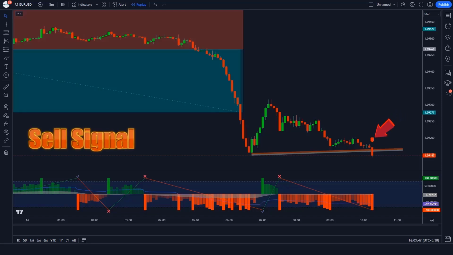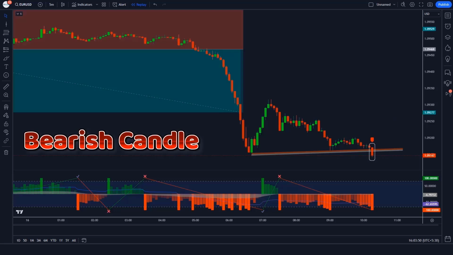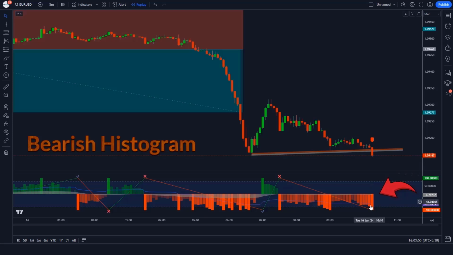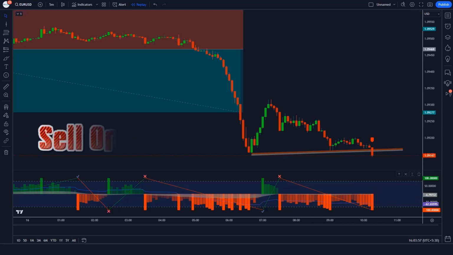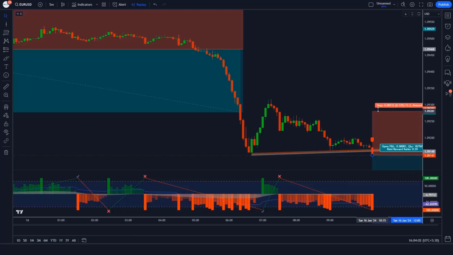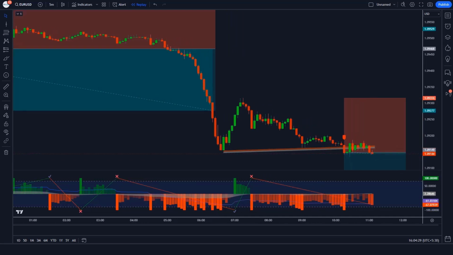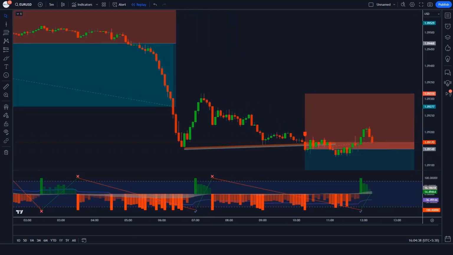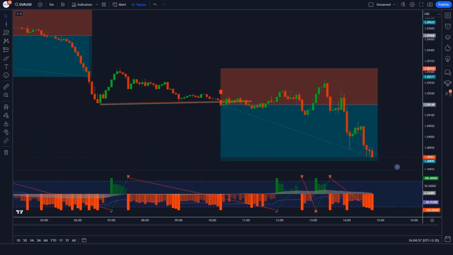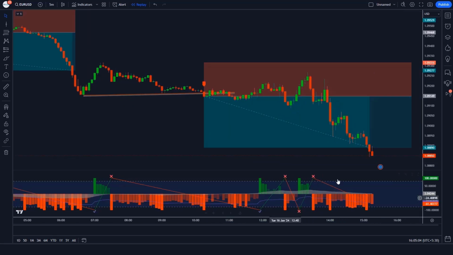The trendline breakouts indicator gives us sell signals. The market has made a bearish candle to give confirmation. And the histogram of the Super Trend Oscillator indicator is a bearish histogram. All these conditions are met, so we will place a sell order. Our stop loss will be placed at the current market's higher high level. And the risk to reward ratio will be 1 to 1.5. The market has completely hit the target. Now we will find other trades.